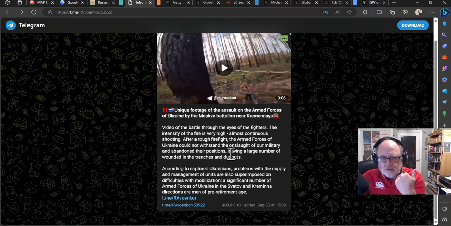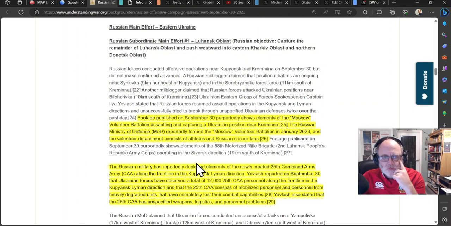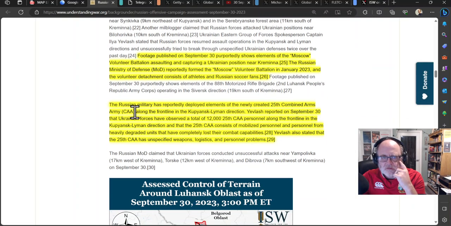Now, whether the Russians have taken those positions and whether they have taken prisoners and those prisoners are complaining about these things, I don't know. Who knows? It could just be Russian psyops as well. With regard to the rest of what they say, the Russian military has reportedly deployed elements of the newly created 25th Combined Arms Army. We talked about this last week, along the front line in the Kupiansk-Liman direction.